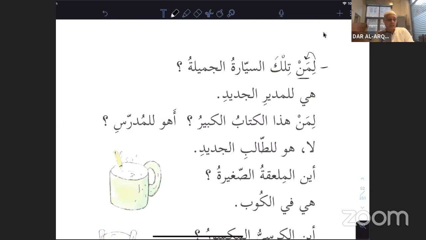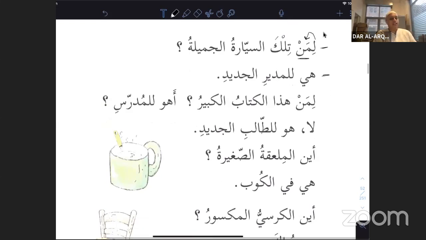أحسنت, both of you got it correct. You could say whose is that beautiful car, or you could say who does that beautiful car belong to. Both are correct. All right, next line. هي للمدير الجديد. It belongs to the new head teacher. Again, adjective for mudir, or you could say it is for the new head teacher. Same thing. All right, next line.